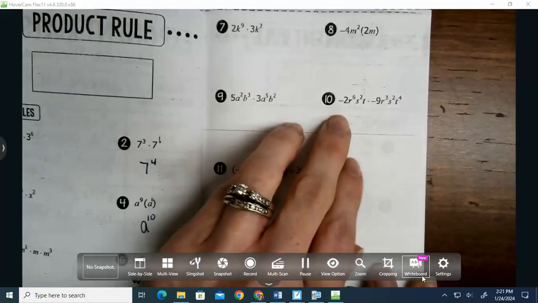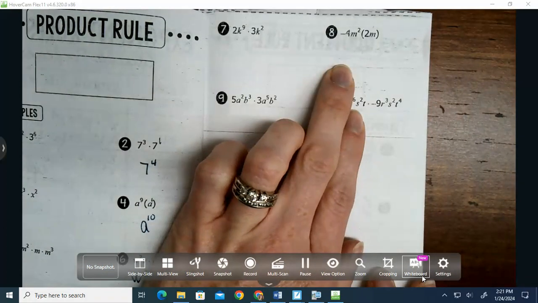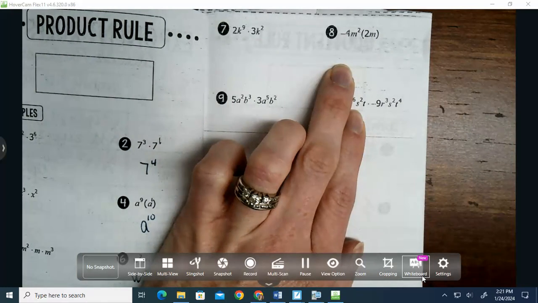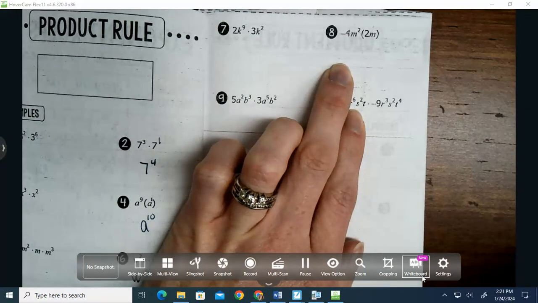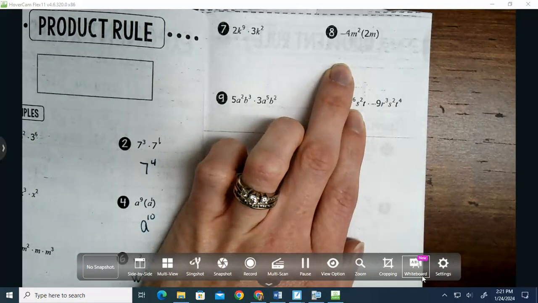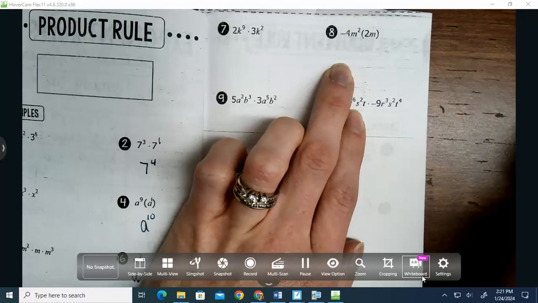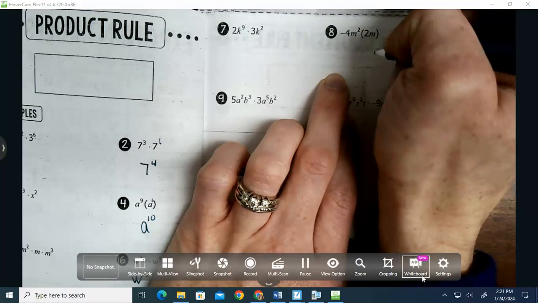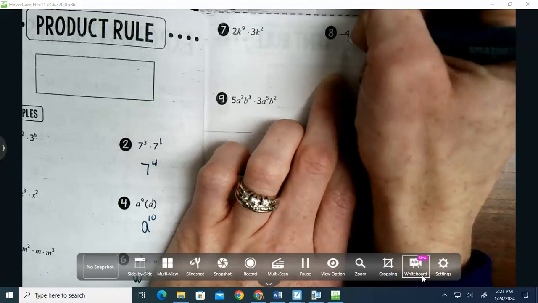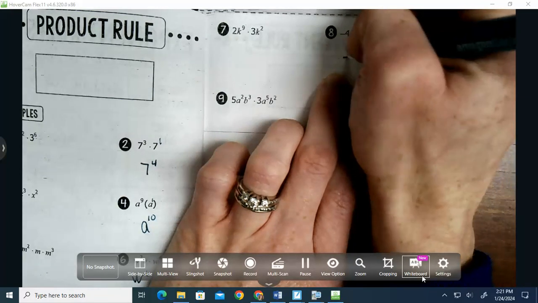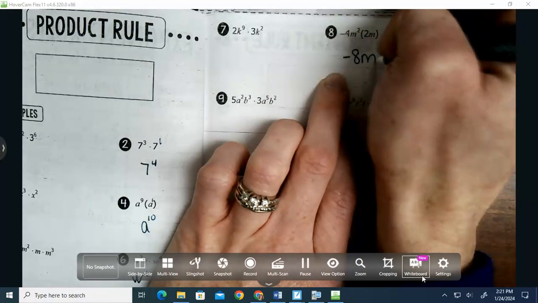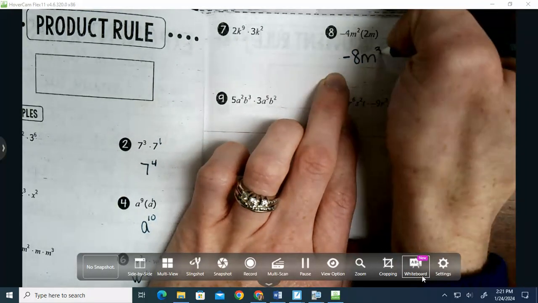All right. Number 8. What would that one be? Sorry, if you bring your book, I can give you my book after we're done if you need it. So negative 4 times 2 is negative 8, and then it would be m to the 3rd.